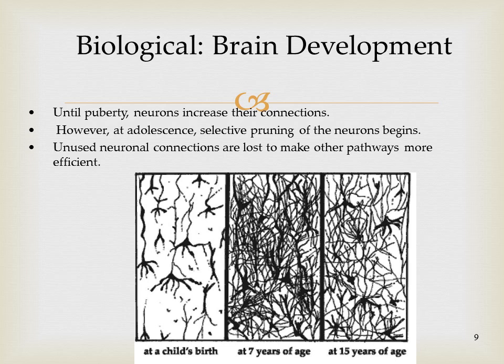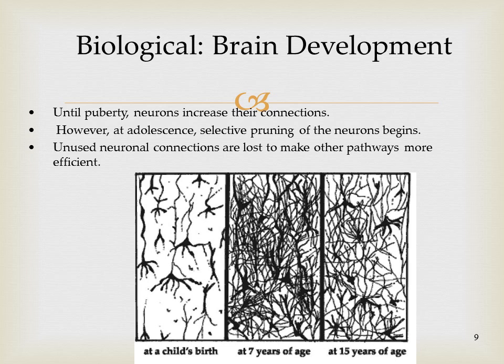Biological brain development. Until puberty, neurons increase. They increase their connections. So you can see here as a child at birth, he has very few connections. At 7, there is a huge growth of brain development. And then at 15, it's beginning to prune off, kind of what I talked about before.